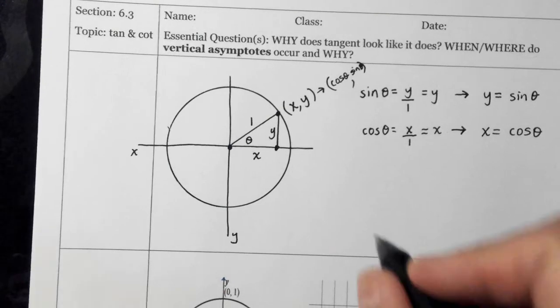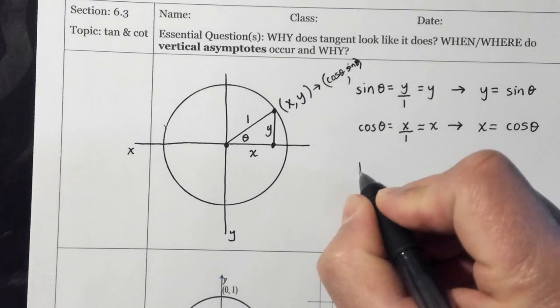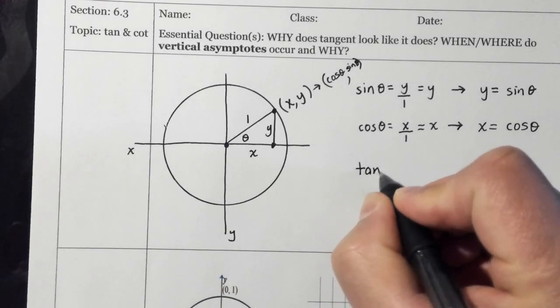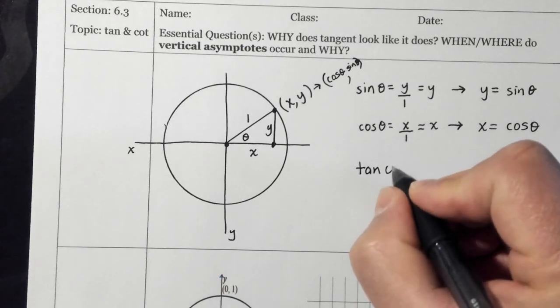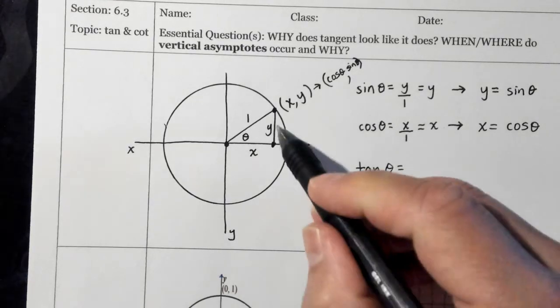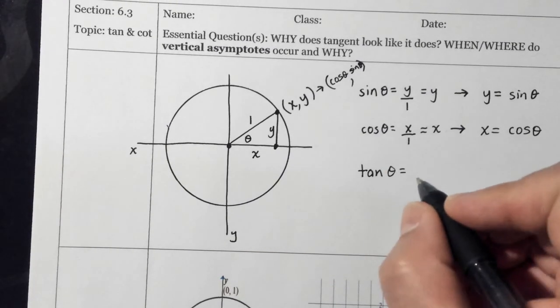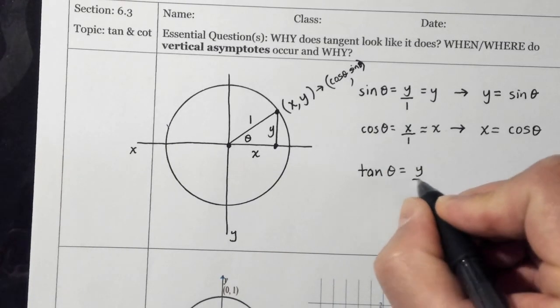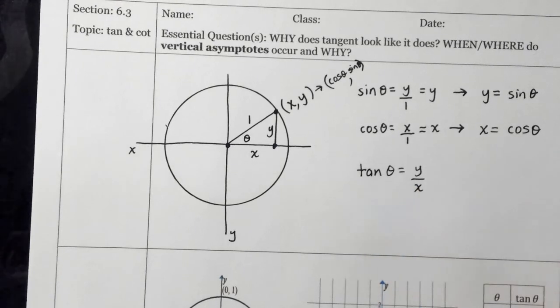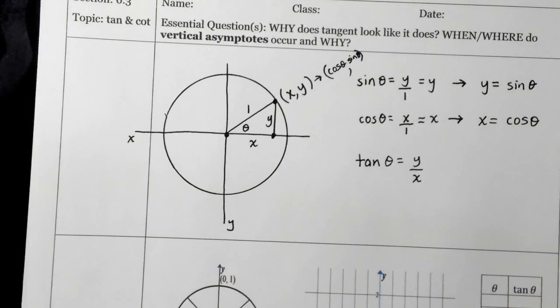Okay, now let's go to tangent. Way back in geometry, you learned that tangent is equal to opposite over adjacent. That's the definition. Y over x looks like slope. You'll learn more about that in calculus.